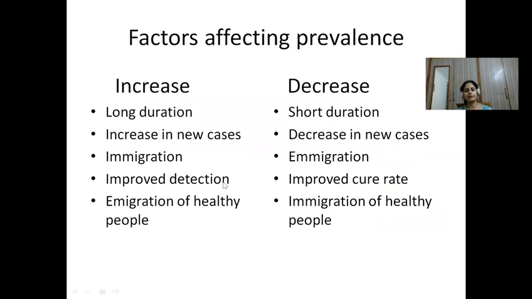So factors affecting prevalence are: prevalence is increased in case of long duration of illness, increase in new cases, immigration, improved detection, and emigration of healthy people. Whereas the converse is true, causing a decrease in prevalence if there is a shorter duration of illness, decrease in new cases, emigration, improved cure rate, and immigration of healthy people.